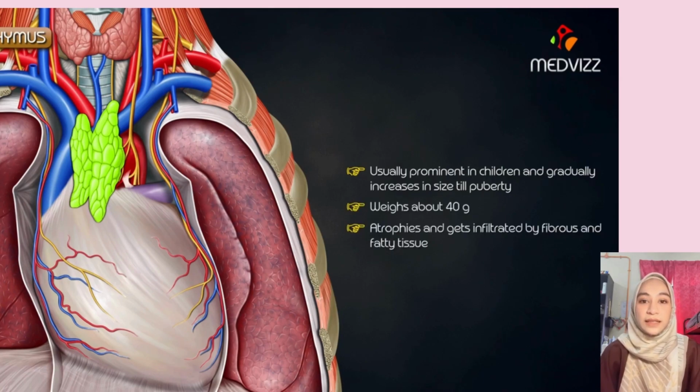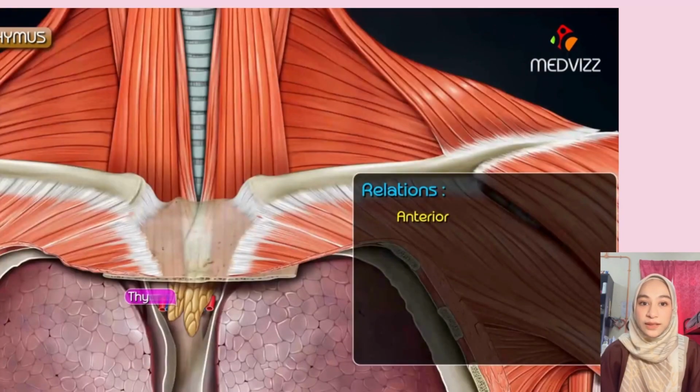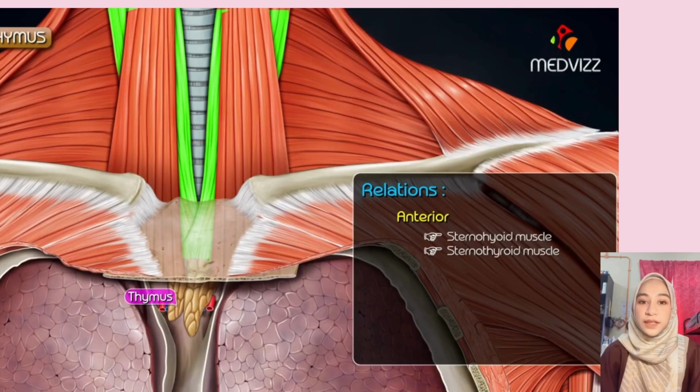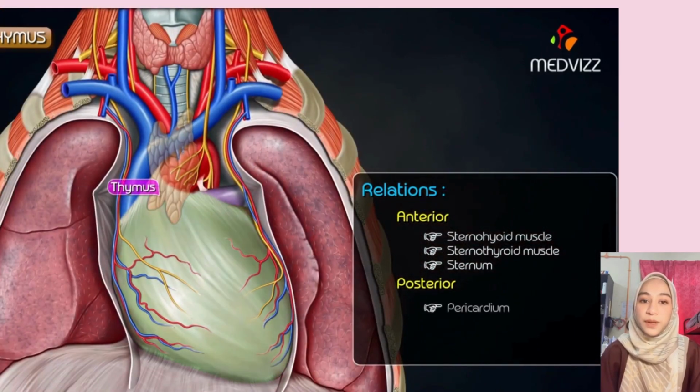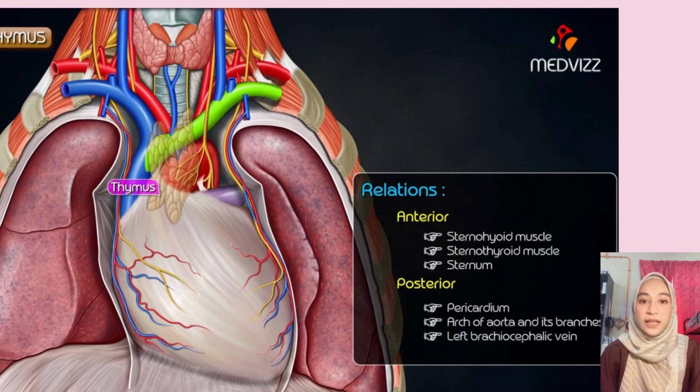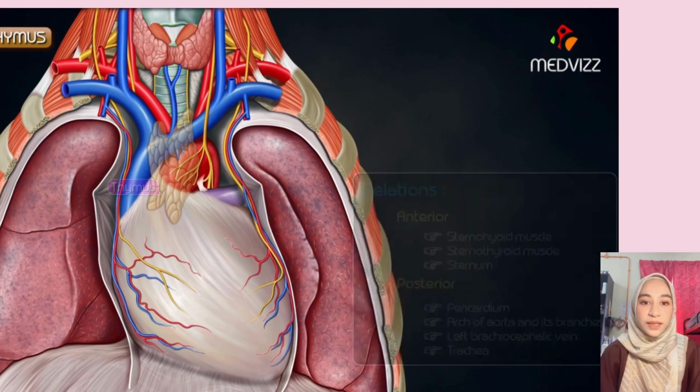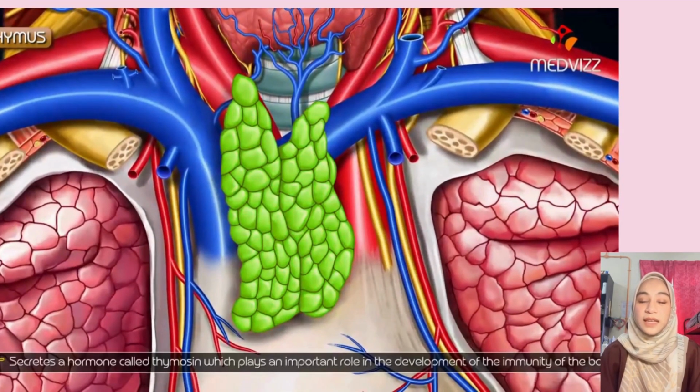It is related anteriorly to the sternocleidomastoid and sternothyroid muscles and the sternum, and posteriorly to the pericardium, arch of aorta and its branches, left brachiocephalic vein, and trachea. It secretes a hormone called thymosin, which plays an important role in the development of immunity of the body.